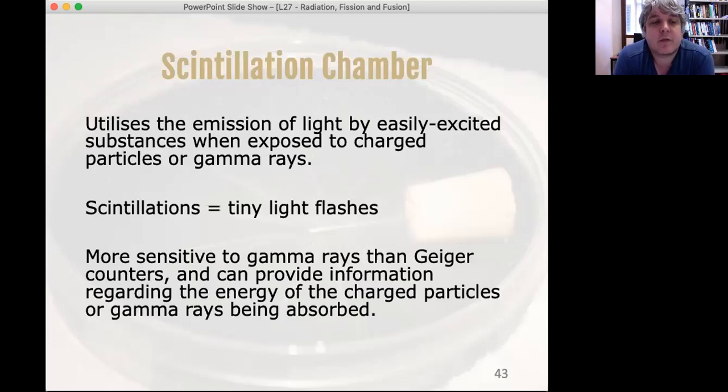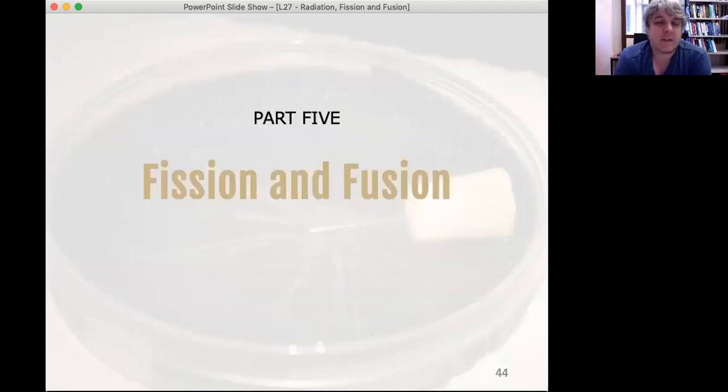So again, same sort of idea. Same idea that you just trace out the path of the particle by some effect it has. In this case, it uses a material which gives off little light flashes when it receives this extra energy from the nuclear radiation. So that was a little section on radiation detection.